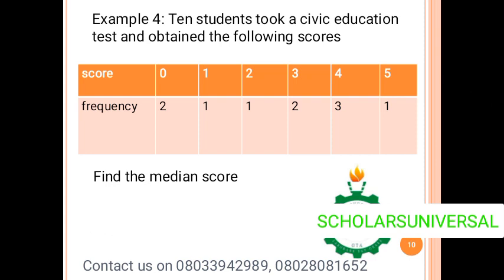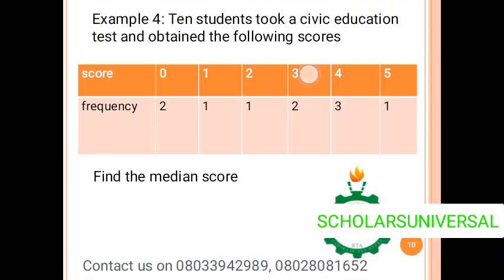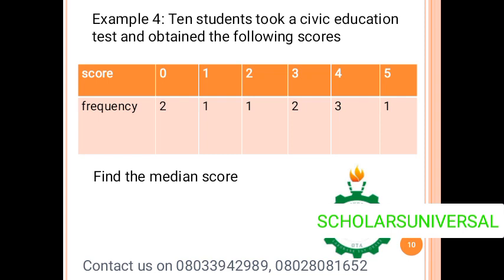Let's look at this together. This one is grouped data. 10 students took a civic education test and obtained the following scores. 2 students scored 0. Here is the score. 1 student scored 1. 1 student scored 2 here. 2 students scored 3. 3 students scored 4. And 1 student scored 5.